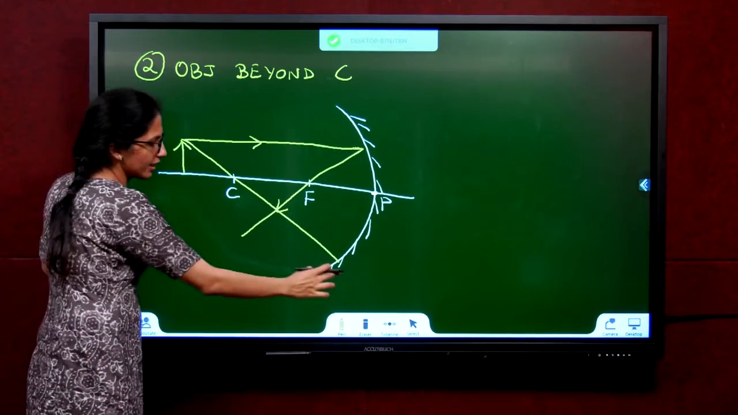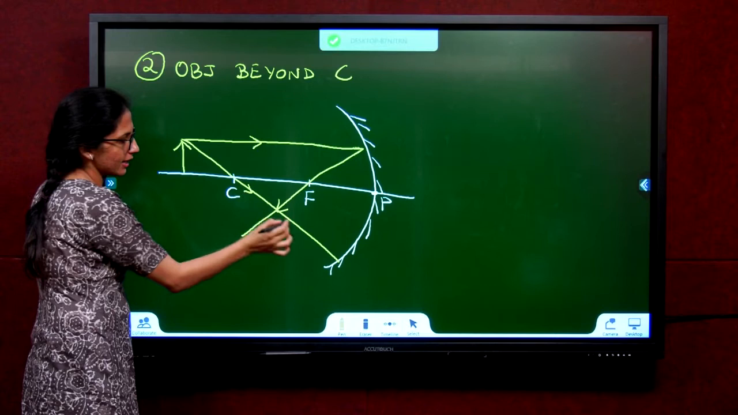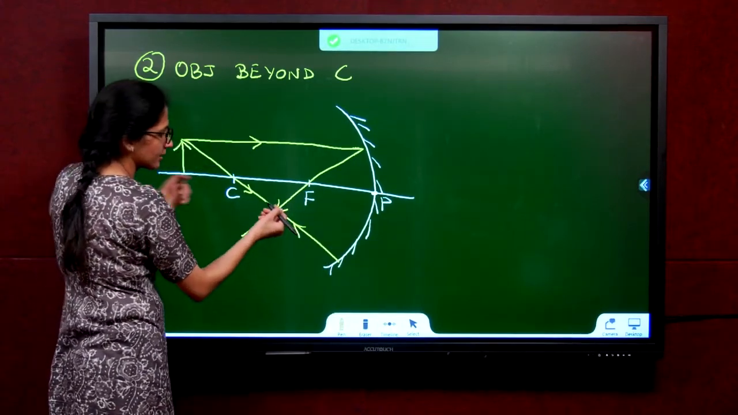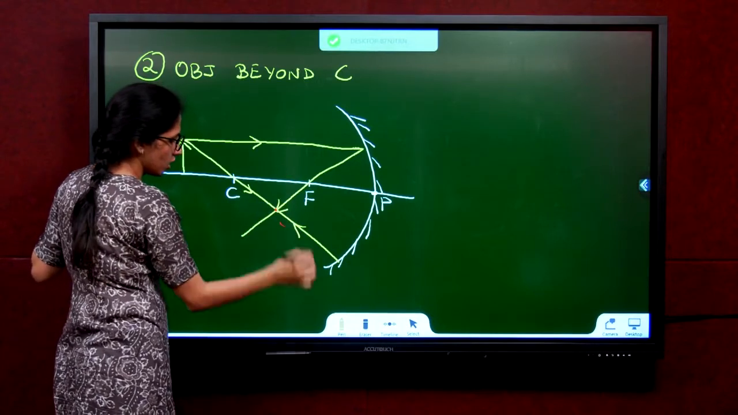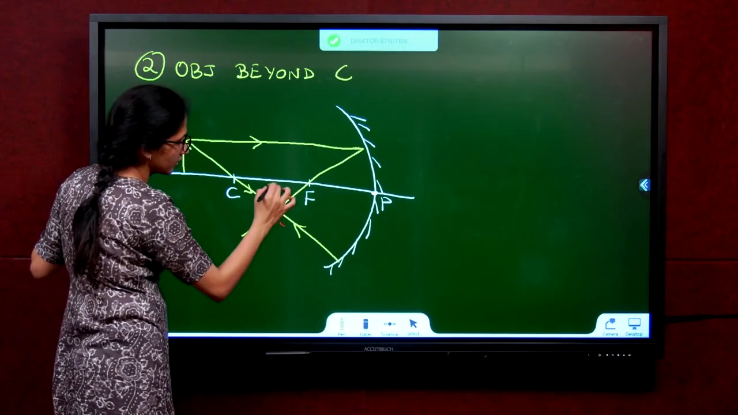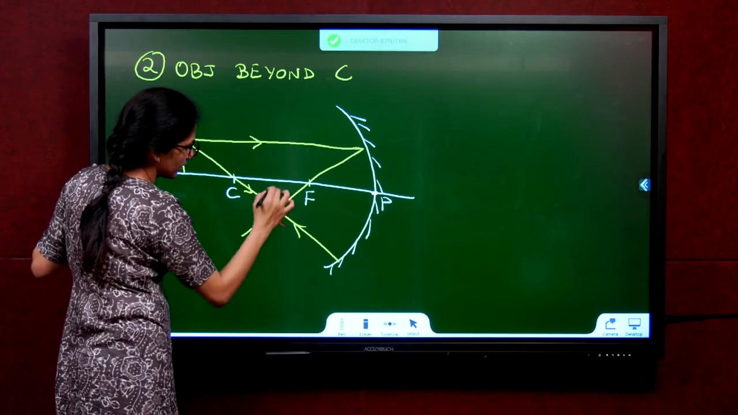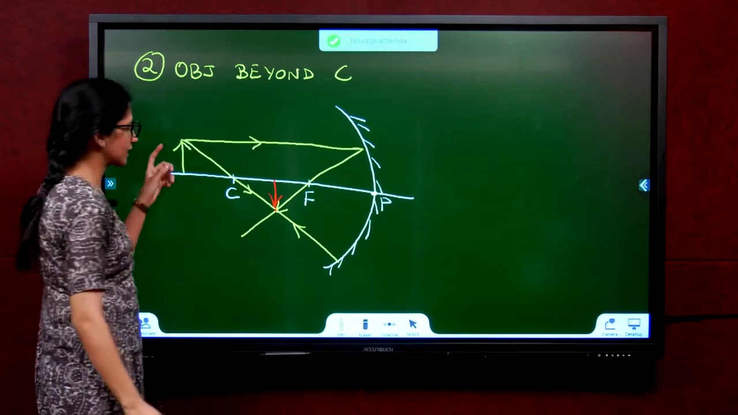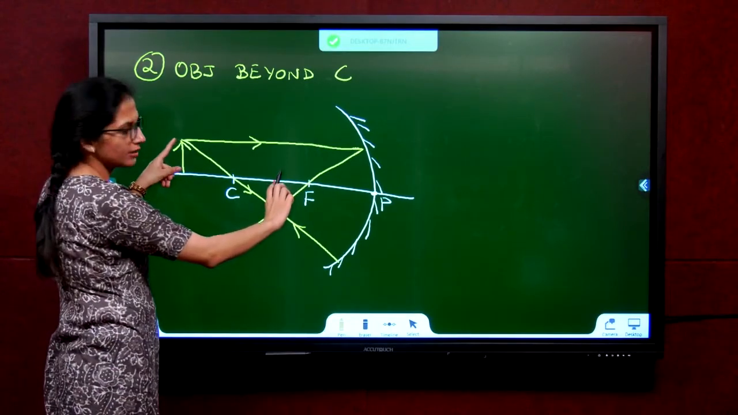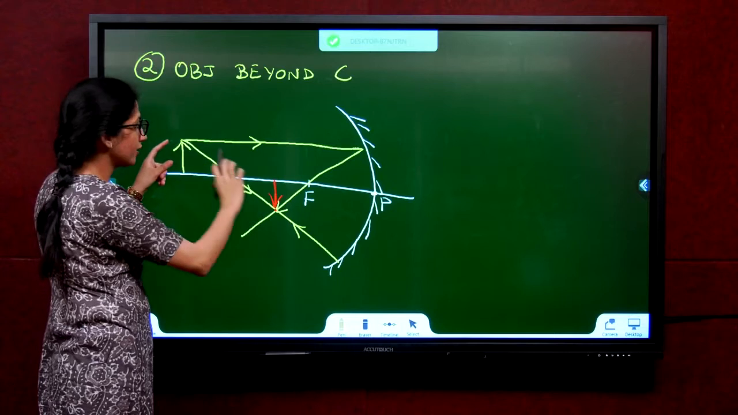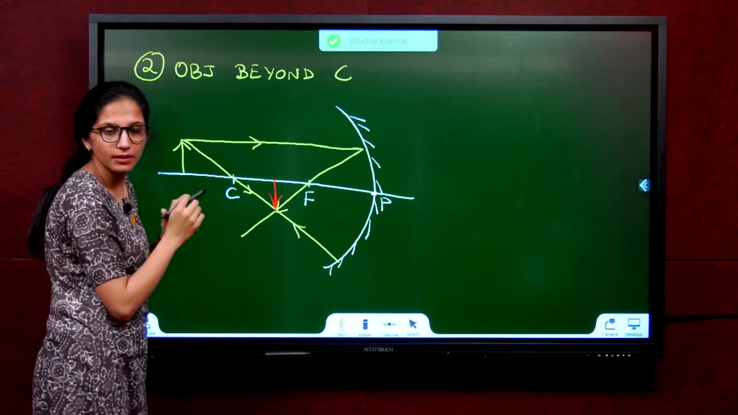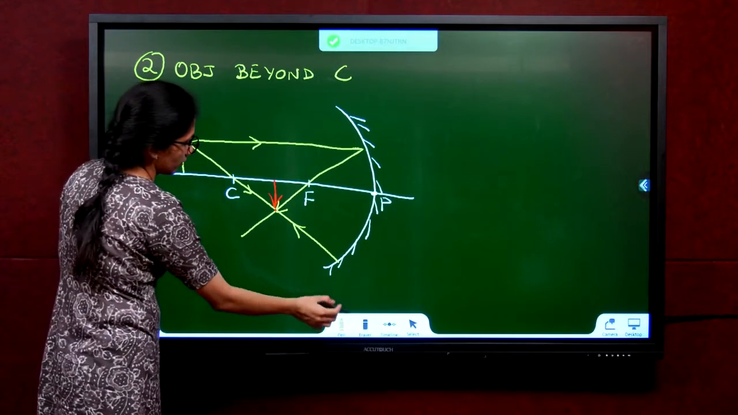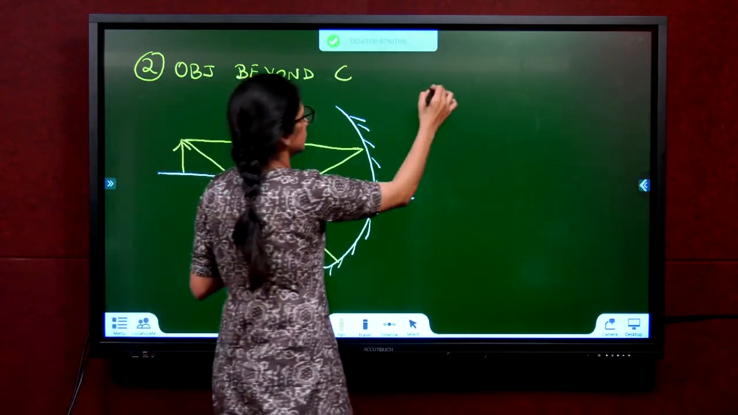If you take it to C, you'll see this ray is going like this and it's coming back on itself. Where did the rays meet? This ray and this ray are meeting here. So my image is now formed here. Measure and see with your scale. This is smaller than this. So it got diminished. It became smaller. So first let's write down for the image.